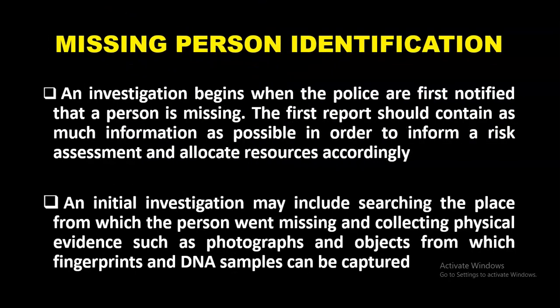So an investigation begins when the police are first notified that a person is missing. The first report should contain as much information as possible in order to inform a risk assessment and allocate resources accordingly. An initial investigation may include searching the place from which the person went missing and collecting physical evidence such as photographs and objects from which fingerprints and DNA samples can be captured.